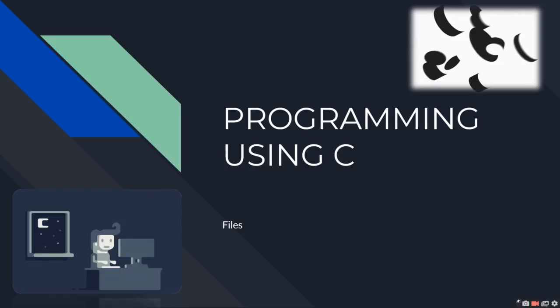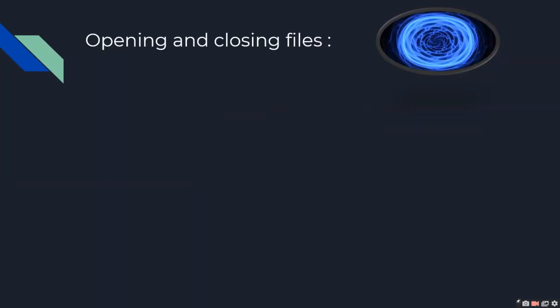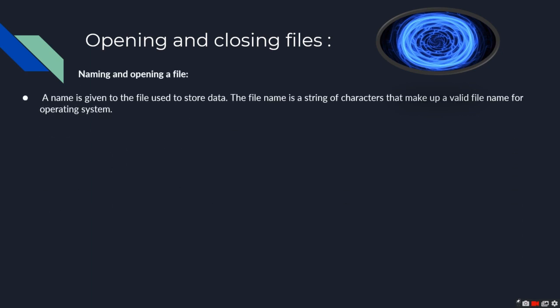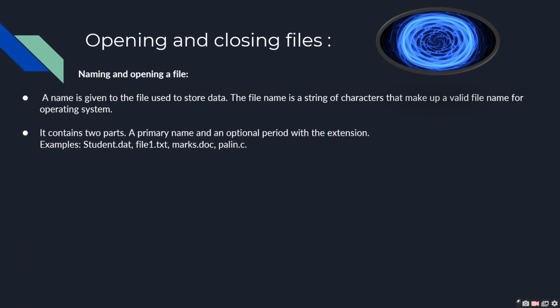Hello students. In this lesson of programming using C, we will learn about files, opening and closing files, naming and opening a file. A name is given to the file used to store data. The file name is a string of characters that make up a valid file name for the operating system. It contains two parts, a primary name and an optional period with the extension. The example is shown on the screen.